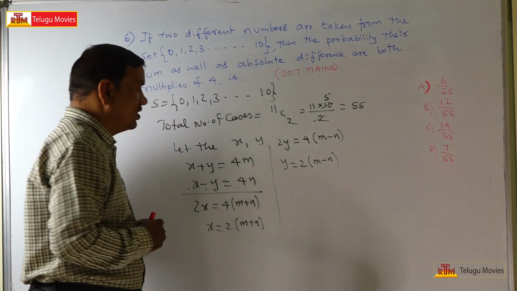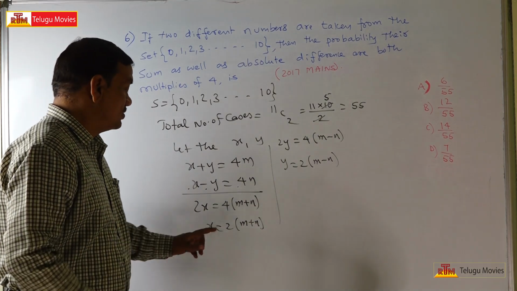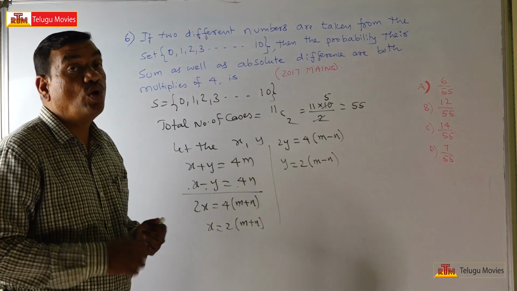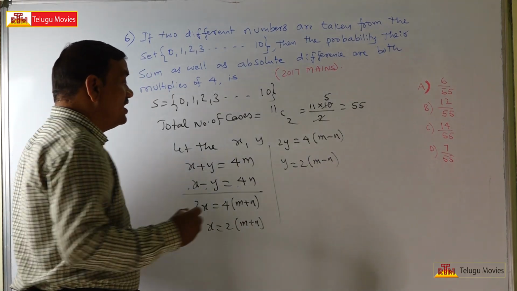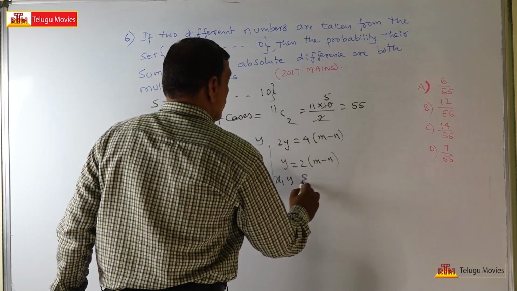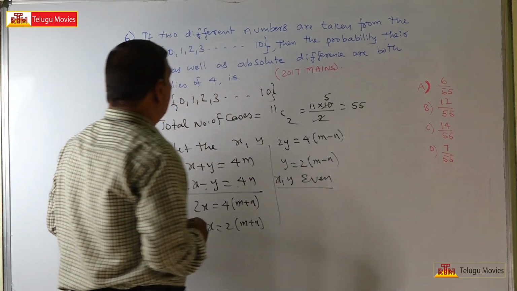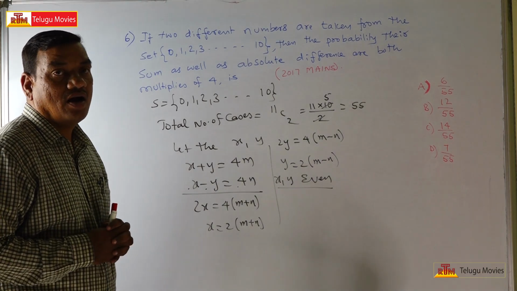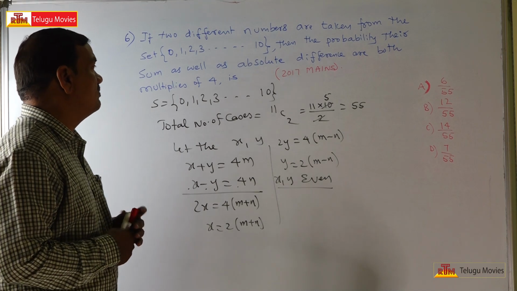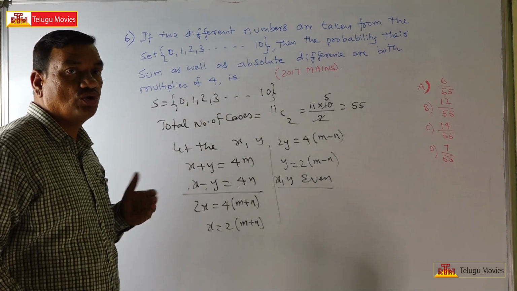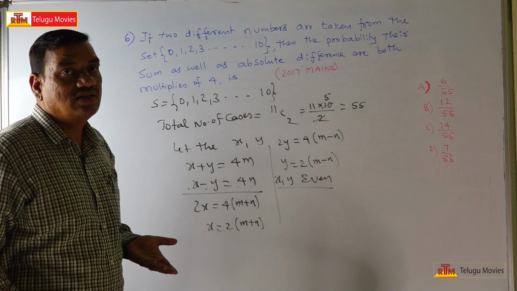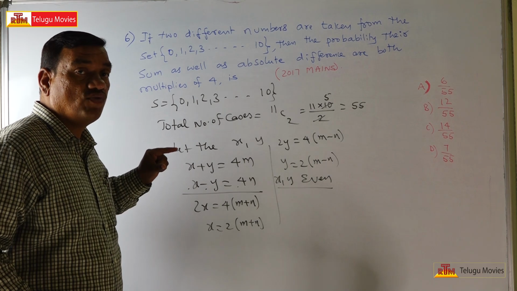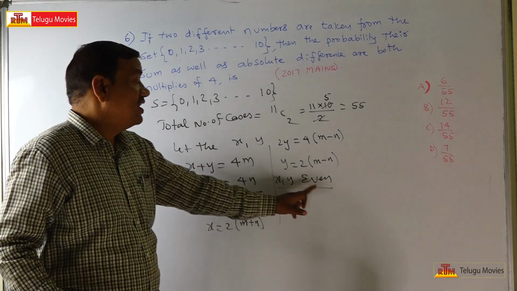From these two things, what can you say? x is 2 times (m plus n), y is 2 times (m minus n). That means both x and y are even numbers. That is the first thing to observe. If you take odd numbers, for example 1 and 3, 1 plus 3 is equal to 4, but the difference is not a multiple of 4. So the sum as well as difference should be multiples of 4, which means both numbers should be even numbers only.